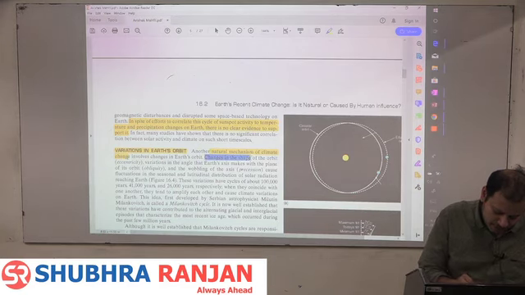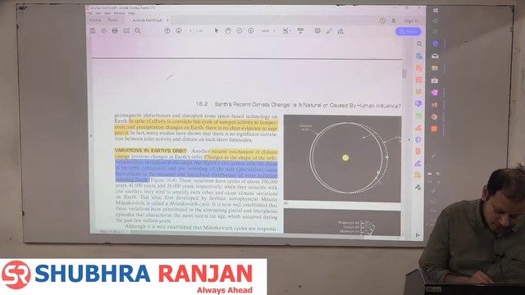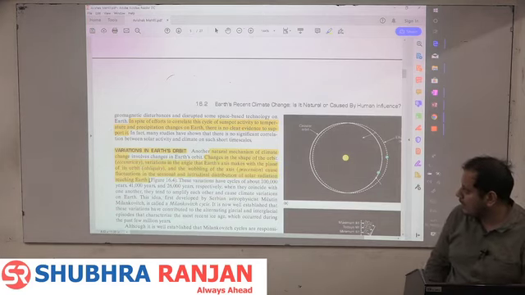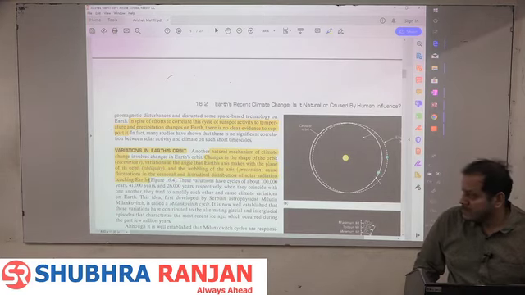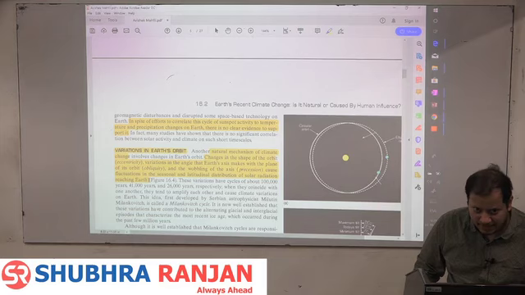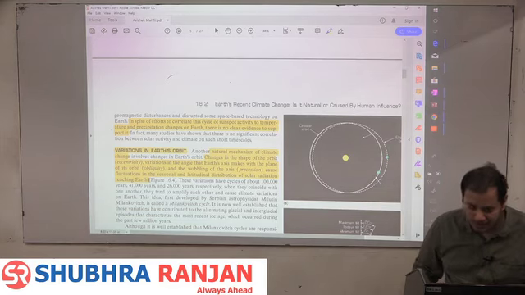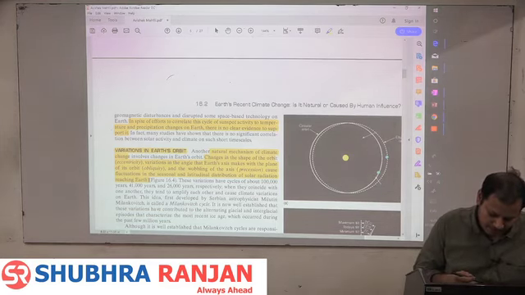So changes in the shape of the orbit, variations in the angle that Earth makes with the plane, and wobbling of the axis cause fluctuation in the seasonal and latitudinal distribution of solar radiation reaching the Earth. Understanding? Seasonal, length of day and night, and latitudinal distribution of solar radiation reaching the Earth.